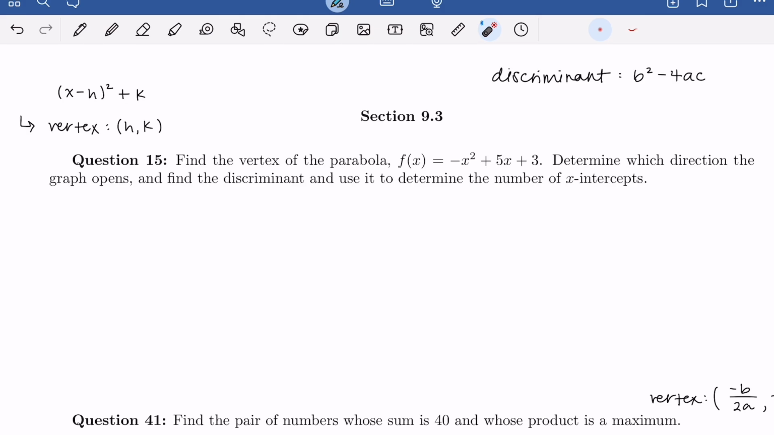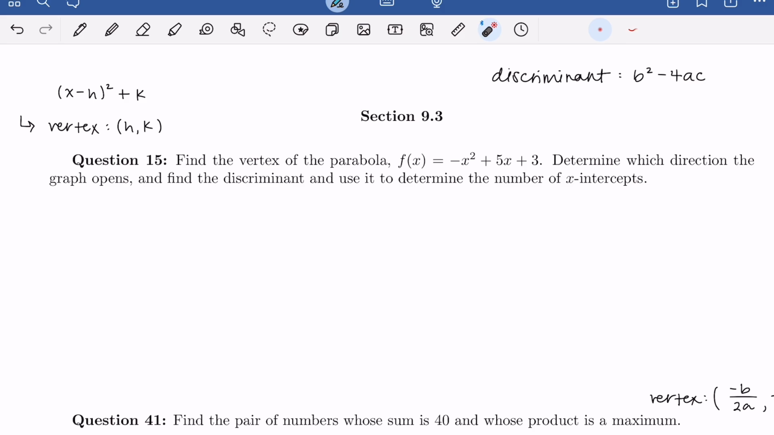Alright, so in section 9.3, we're looking at parabolas and their applications. So for question 15 here, what we want to do is find the vertex of this parabola, determine which direction the parabola is going to open, find the discriminant, and use that to determine the number of x-intercepts that this parabola has. So first we want to find the vertex, and as you can see, I have this listed here. So this is going to help us determine the vertex of the parabola. If we can transform this into this form here, we can easily determine what the vertex is.